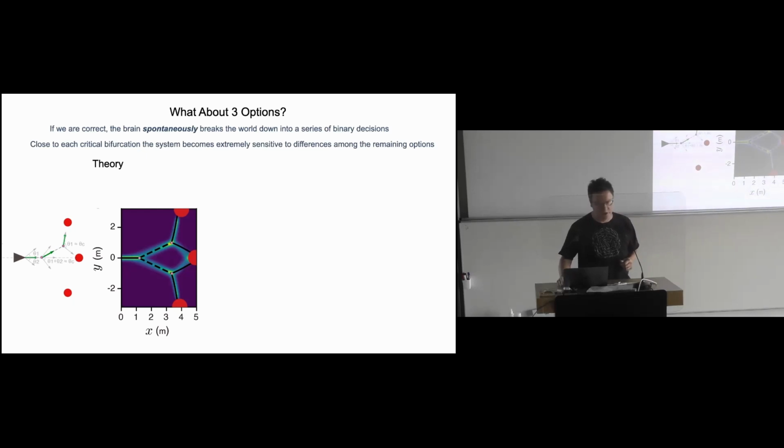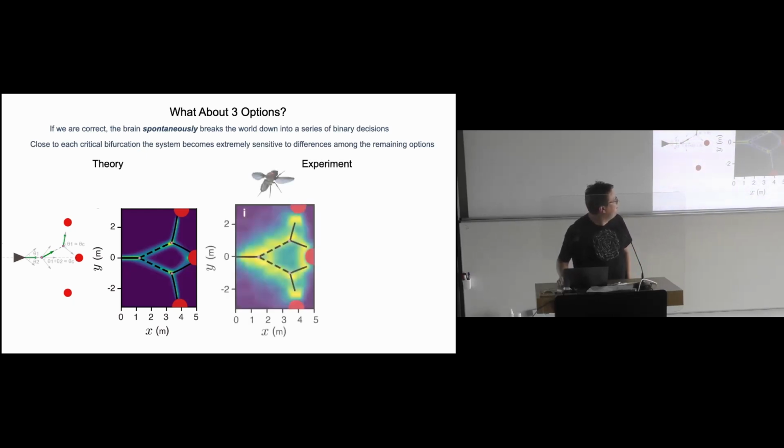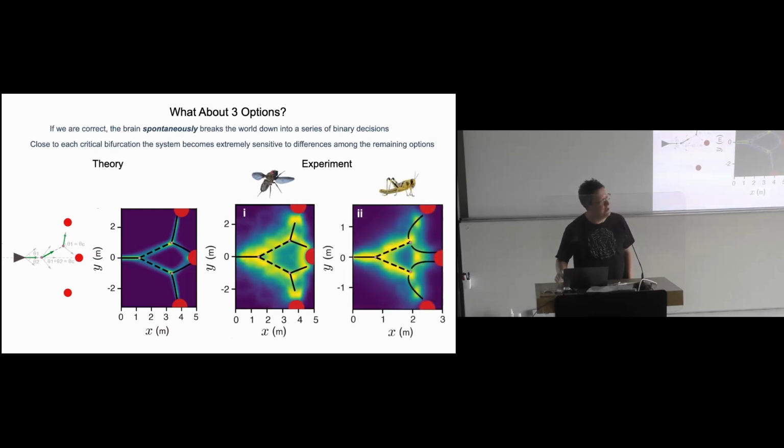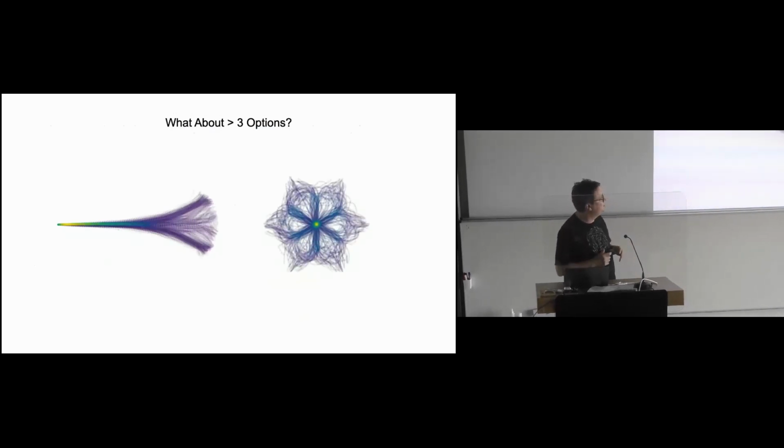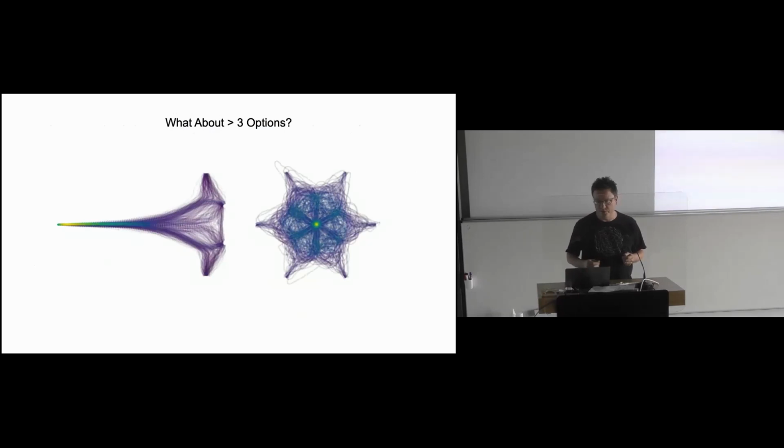It's very hard to do these experiments, it took many, many months. But we did these experiments, and indeed the brain breaks the world down into sequential binary decisions, as predicted. We can also show this works in 3-dimensional space. It works with any number of options. So it spontaneously solves all of these problems.